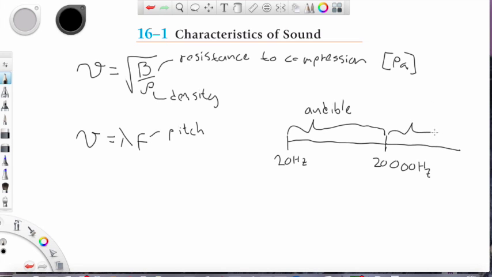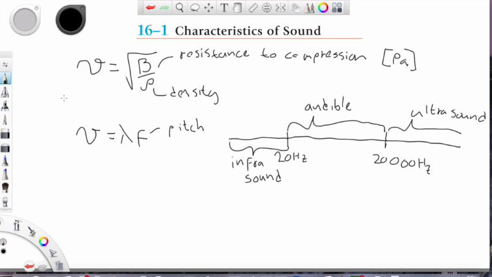these are called the ultrasound frequencies. A lot of animals are capable of communicating in that frequency range. And below the audible range, on this side, we have the infrasounds, or infrasound. Just to finish this off, let's consider the speed of sound in air.